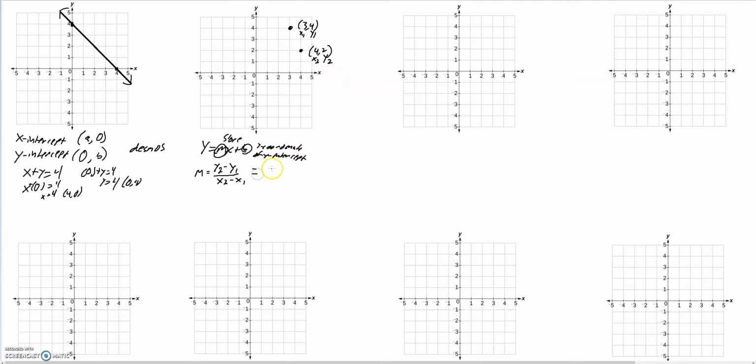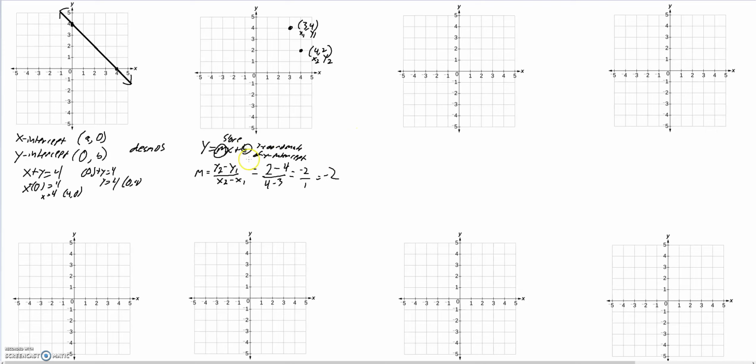So m equals 2, this 2, minus 4 over 4 minus 3. 2 minus 4 is negative 2. Over 4 minus 3 is 1, so it's negative 2. Okay? So that's what we do if we need to find the slope and we're given a couple of points. Okay? So now, let's see how we can go ahead and graph if we're given the slope and the y-intercept.